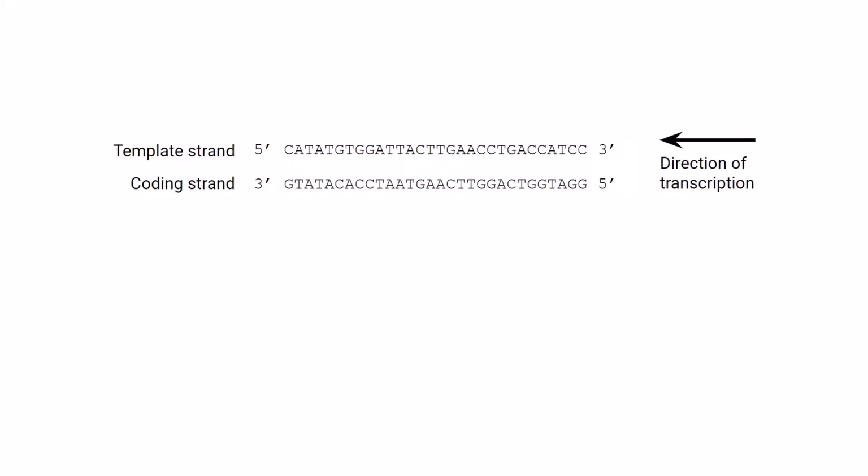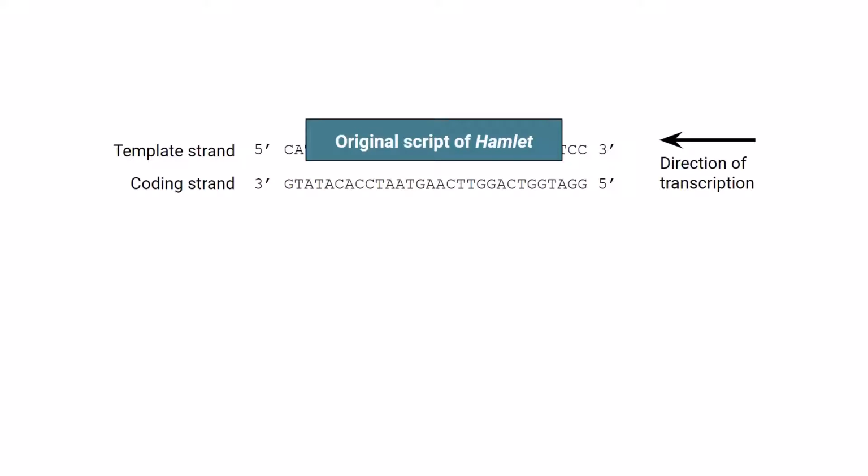You can think of the template strand as the original Hamlet script. It is this strand that we will read to write our adaptation, and it is this strand that the RNA polymerase reads to produce the mRNA strand through transcription.